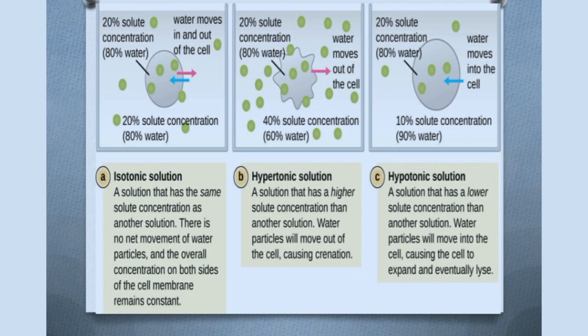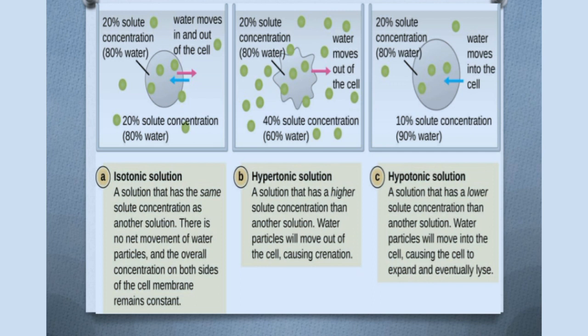Cell has 80% water and surrounding has 60% water. So water will move from higher concentration to the lower concentration. That means it will move outside the cell. It is in hypertonic solution.